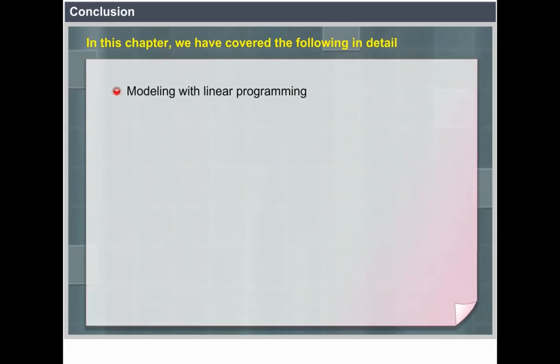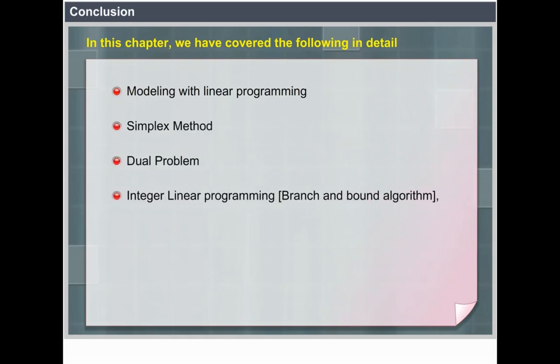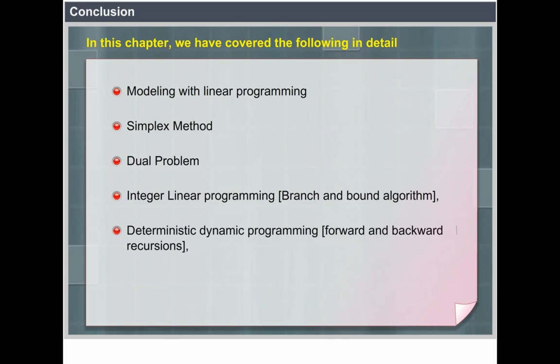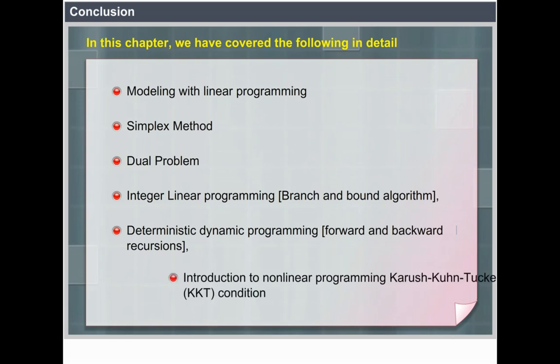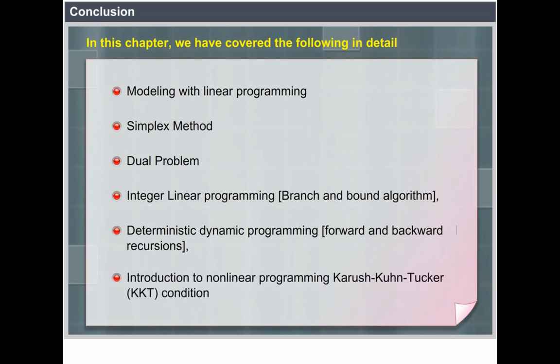Conclusion. In this chapter, we have covered the following in detail. Modeling with linear programming, simplex method, dual problem, integer linear programming. In that we learned branch and bound algorithm, deterministic dynamic programming, forward and backward recursions, introduction to non-linear programming, Karush-Kuhn-Tucker condition. That means we shortly say KKT.